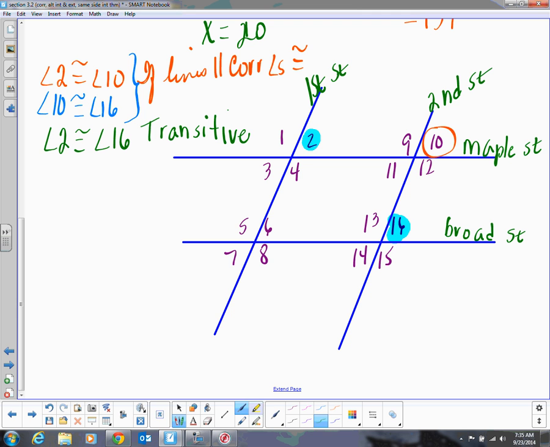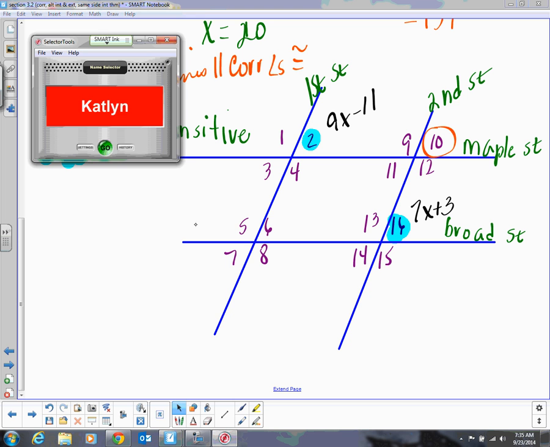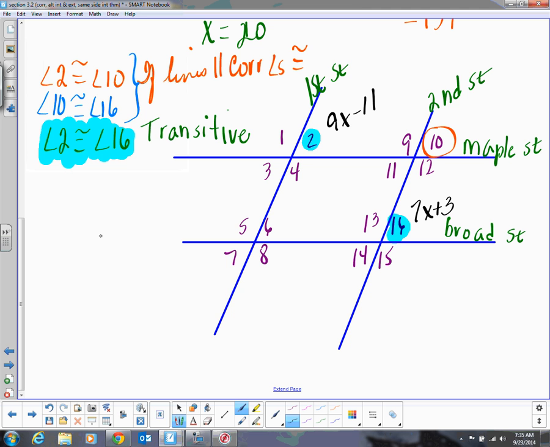So this tells you basically how to write your equation. So what did they give us? They told us in 6 that angle 2 is 9x minus 11. They told us 16 is 7x plus 3. So what equation should be written? And this is going to go to Becky. Right. So when you subtract 7x, you'll get 2x. When you add 11, you'll get 14. X is 7.